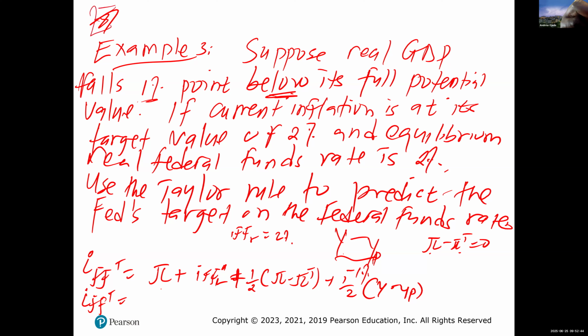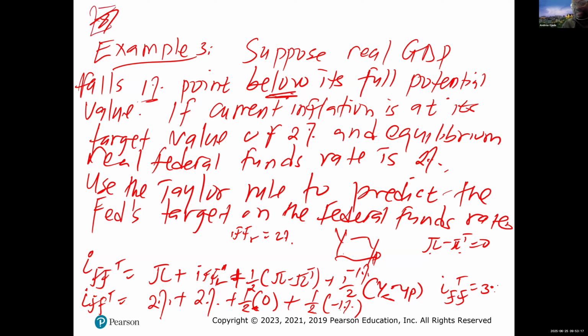So pi here is going to be 2% because we have been told that, and the equilibrium rate is 2%. The inflation gap term is 1/2 times 0, because inflation is back to its target. Then this is 1/2 times negative 1%, because output is 1% below target and the output gap is negative. So 2 plus 2 is 4%, plus 0, plus negative 1/2. According to Taylor, 4% plus negative 1/2 is 3.5%.